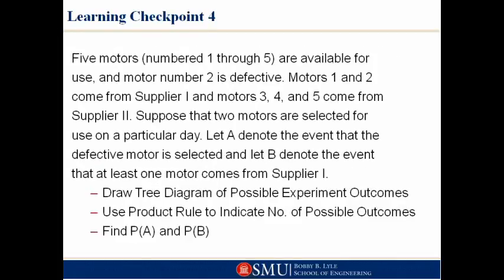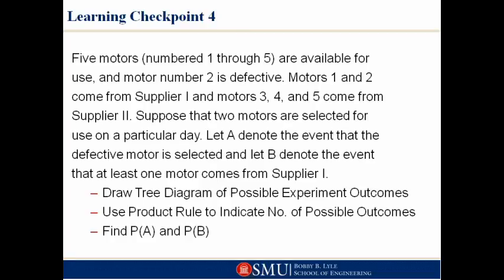Another learning checkpoint, another example to work through. 5 motors numbered 1 through 5 are available for use. Motor number 2 is defective. Motors 1 and 2 come from supplier 1, and motors 3, 4, and 5 come from supplier 2. Suppose that 2 motors are selected for use on a particular day. Let A denote the event that the defective motor is selected, and let B denote the event that at least one motor comes from supplier 1. So first, draw a tree diagram of all the possible experiment outcomes.